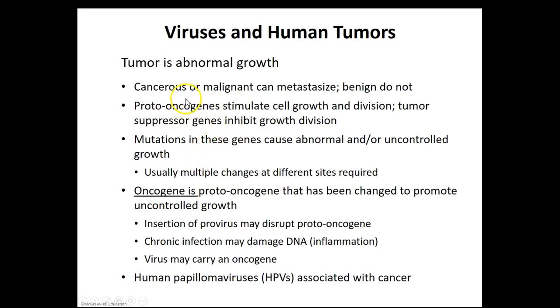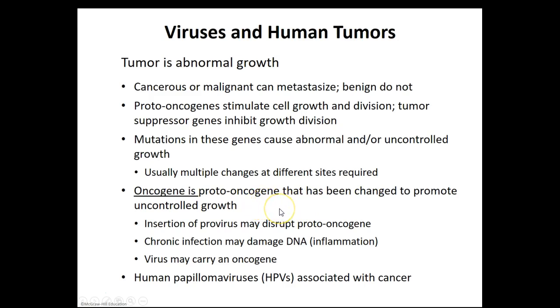Within the cell, you have what are called proto-oncogenes. These can stimulate cell growth and division. And then you also have, in contrast to those, tumor suppressor genes, which inhibit growth. If for some reason a virus enters a cell and causes mutations in either of those gene pools or gene components, you can ultimately see a tumor or a cancerous condition arise. An oncogene is a proto-oncogene that has ultimately been transformed in order to allow it to promote uncontrolled cell growth.